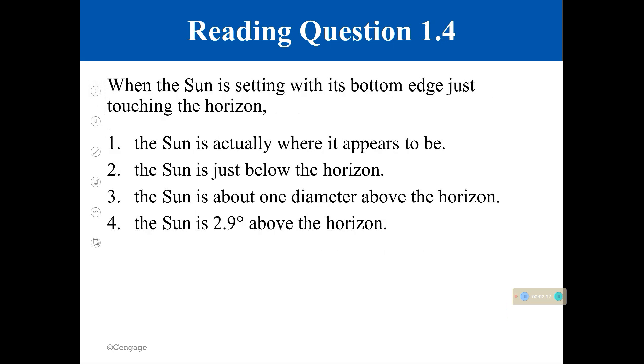The sun is setting, at the bottom edge just as it touches the horizon. The sun is where it actually appears to be. The sun is below the horizon. The sun is about 1 diameter above the horizon. The sun is 2.9 degrees above the horizon. 2.9 is so specific. I'm going to go with 4, because of the specificity. We're not actually going with content anymore, it's 100% just test-taking strategies. Yeah. All right. Well, two was the answer.